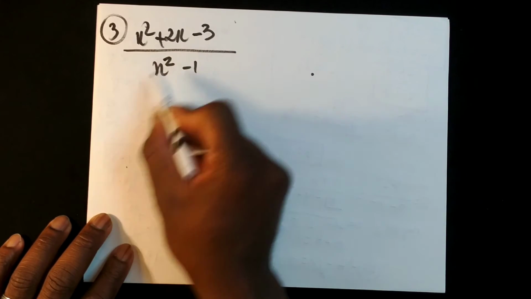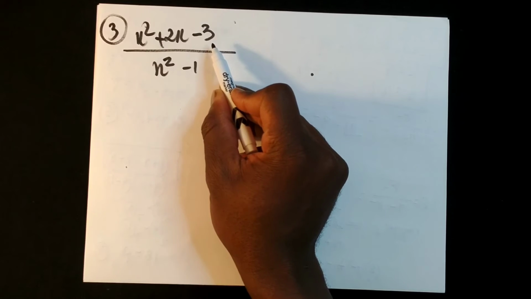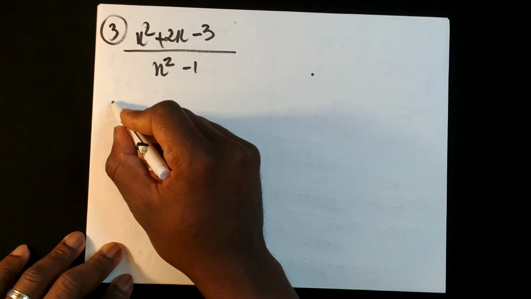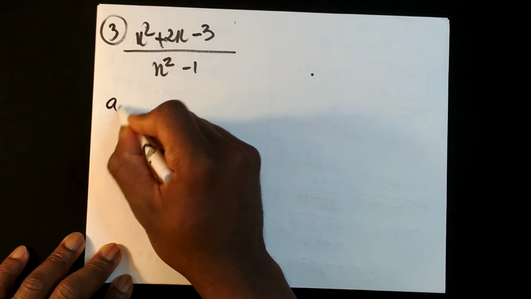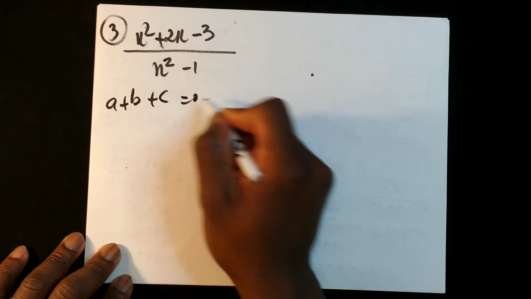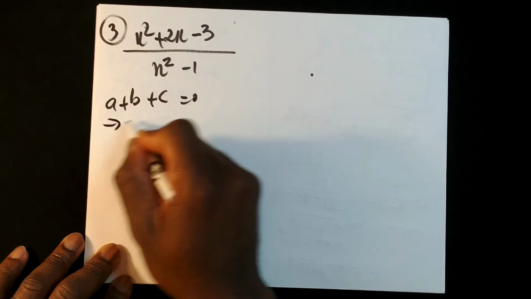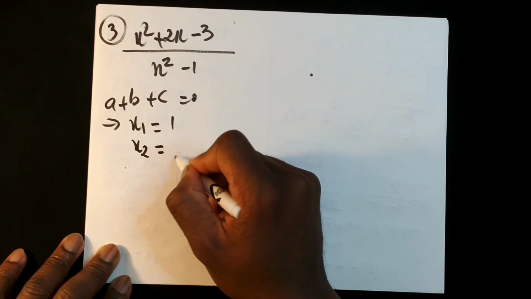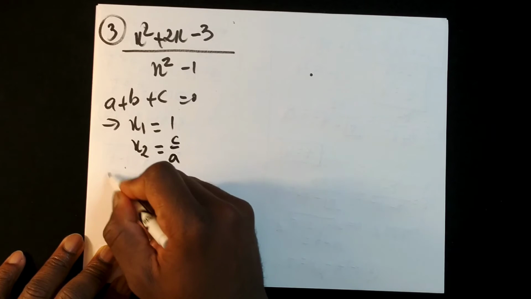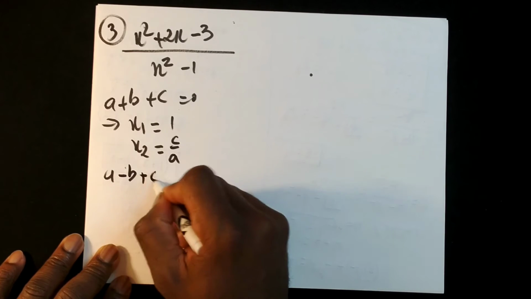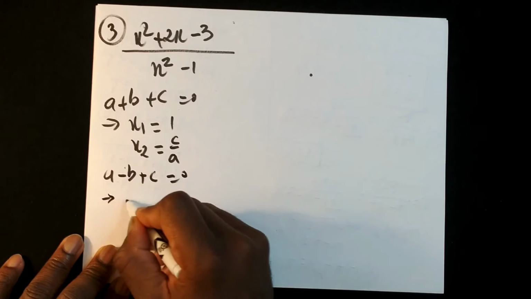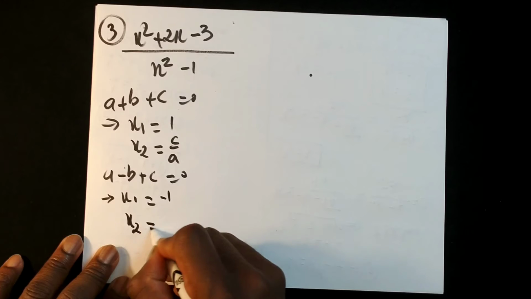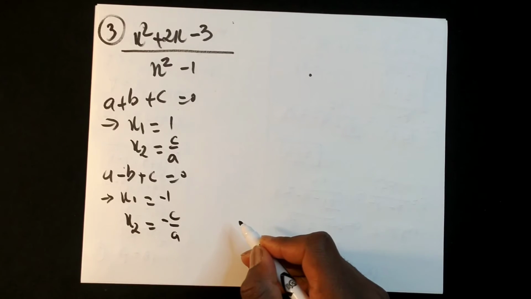But we can check to see if one of the rules we applied in one of our first videos applies here. Anytime we have a plus b plus c equals 0, that tells us that we have x1 equal 1, x2 equal c over a. But if we have a minus b plus c equals 0, then we have x1 equal minus 1 and x2 equal minus c over a.